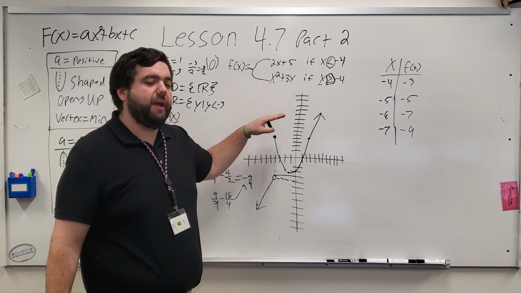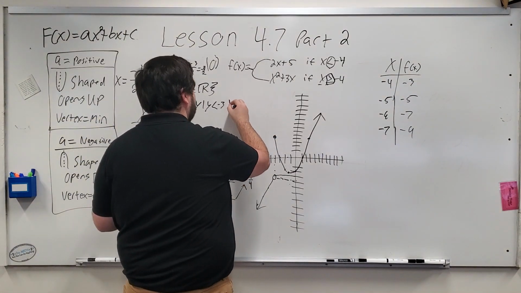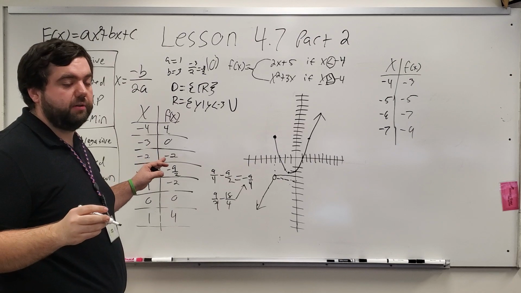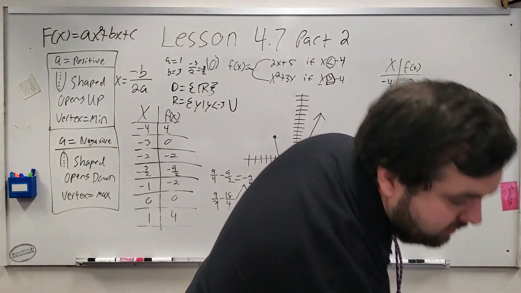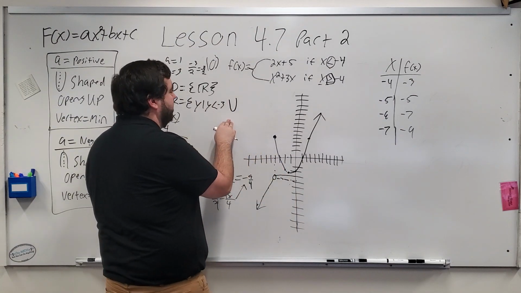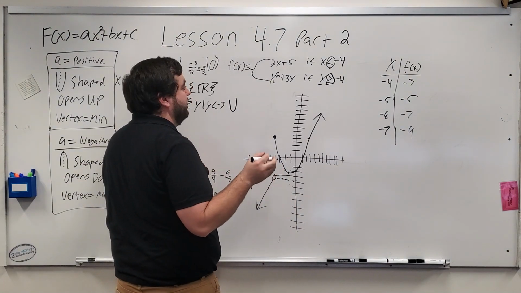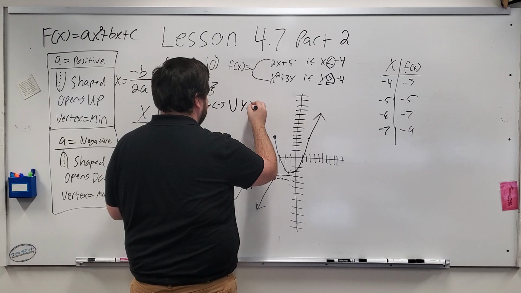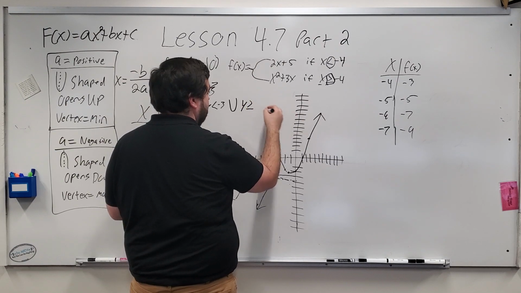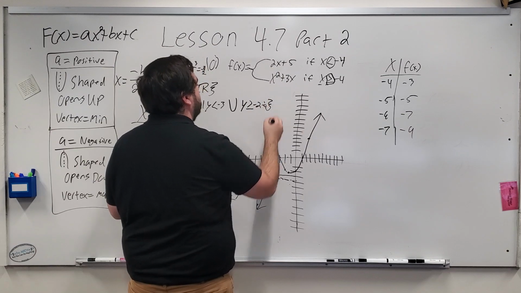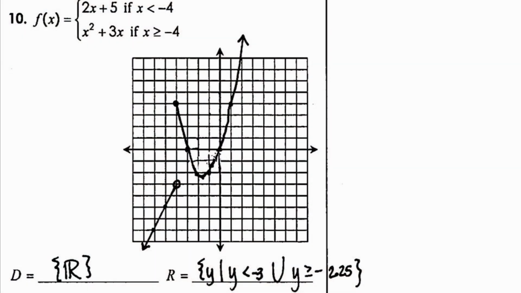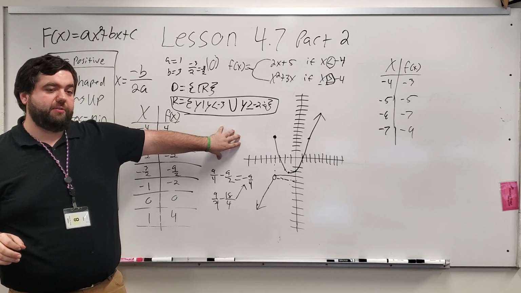But I have another range. How do I say that range? Union. Remember way back in chapter 1, right? Way back in chapter 1 when we were doing less than and greater than and ands and ors. So, union y greater than or equal to, and then what do we say? -2.25. And that whole thing is my range. All right.